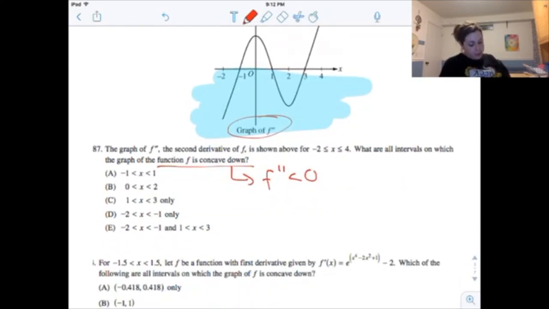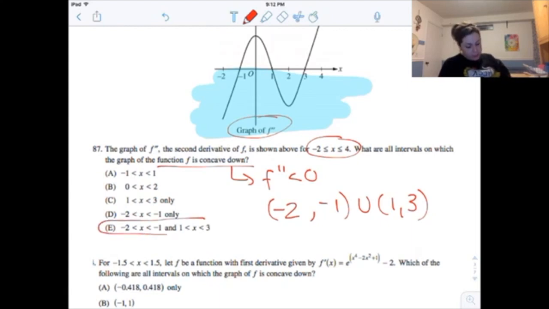So this would be going from, notice my interval, starting at -2, -2 to -1, union 1 to 3. And so I'm looking for that in my answer choices, which would be E. Again, if you understand these, they're normally pretty quick.